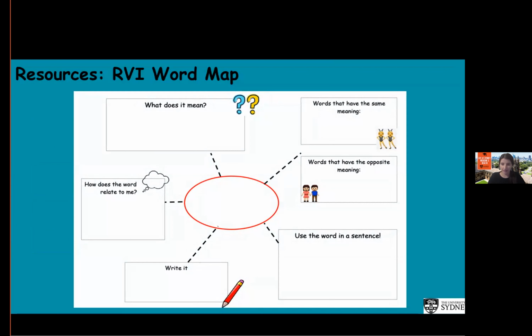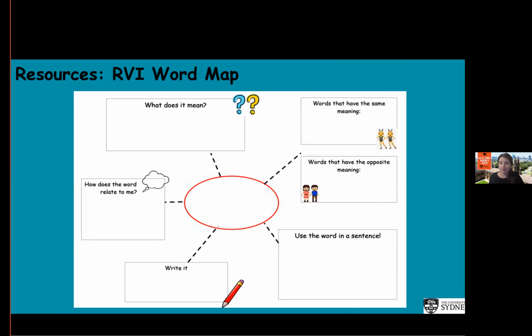So as you can see, this word map includes space to write the word and its simple definition. Students can also write a synonym, so a word with the same meaning, and an antonym, so a word that has the opposite meaning. And there's also space to write a sentence that uses the word. You can also write an example of how the word relates personally to the student as well.